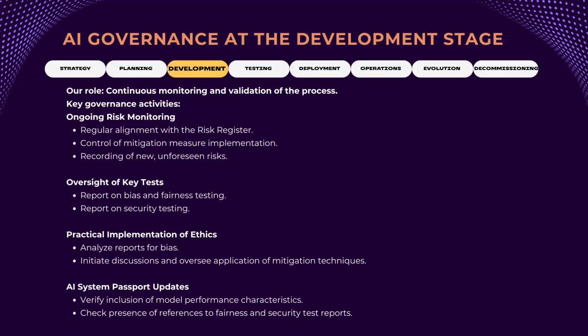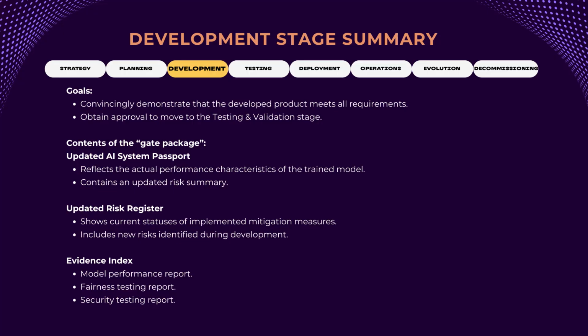And finally, we update the AI System Passport so it contains the most important information at this point, detailed performance characteristics of the trained model and concise conclusions with links to fairness and security test reports. The gating package for transition from development to testing must convincingly prove that the product meets all initial requirements. This package includes the AI System Passport, accepted by all accountable roles, a comprehensive test report, a user acceptance testing document, and a compliance certification package.